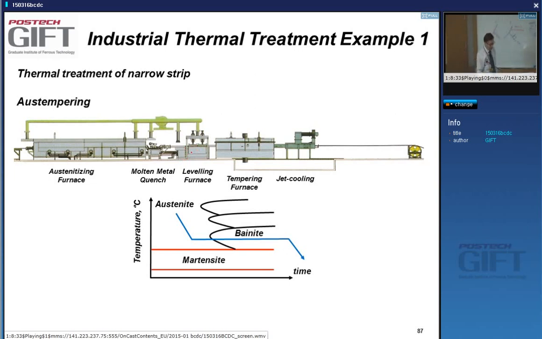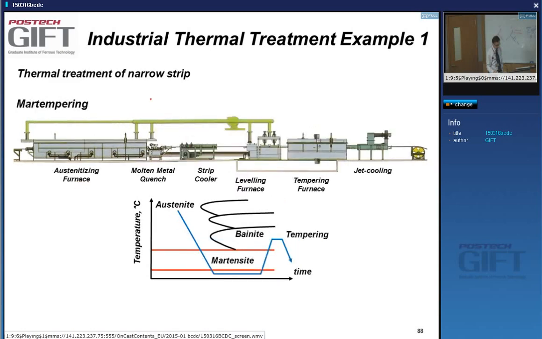There's a leveling furnace to get the strip at the right temperature. And then you have a tempering furnace, and then finally you cool the strip, and then you coil it up again. So you austenitize in the first segment, yes? Then you cool down to the quench, keep the temperature, and then you do the final jet cooling. You can change it.